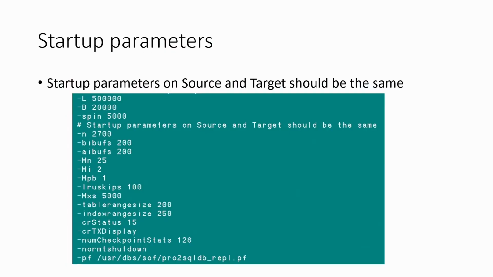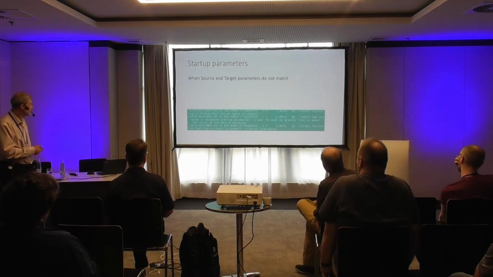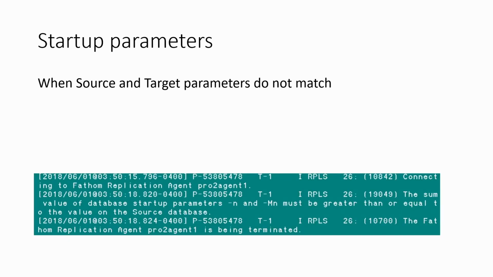And a final message about startup parameters. If the startup parameters don't match, not all of them, but some of the most important ones, like -n, -Mn, -Mbp, then the replication will not work. It will basically say that source and target do not match, and that is a message you can receive.